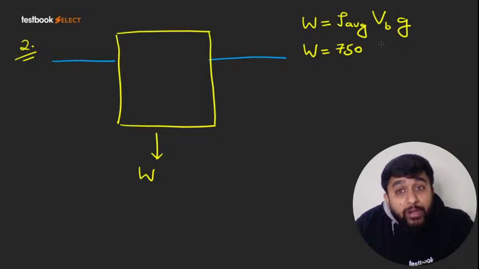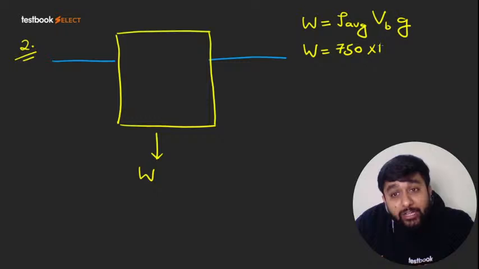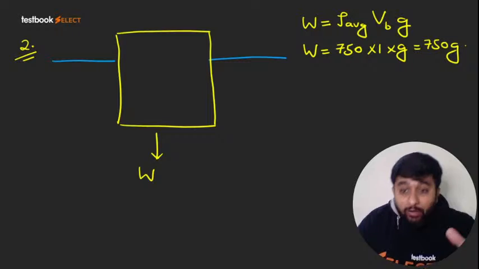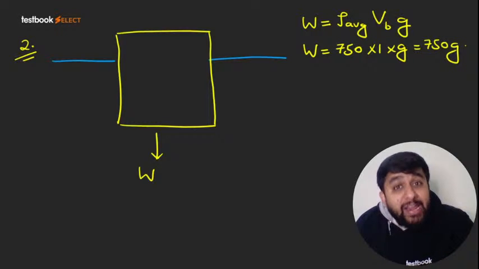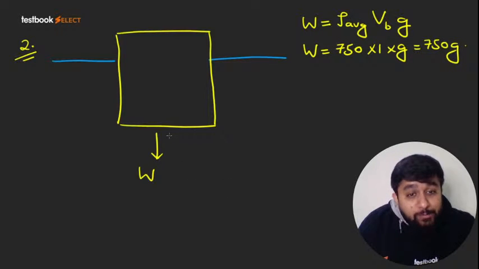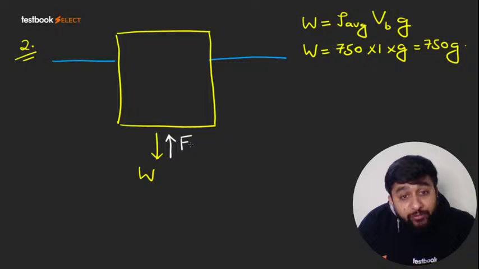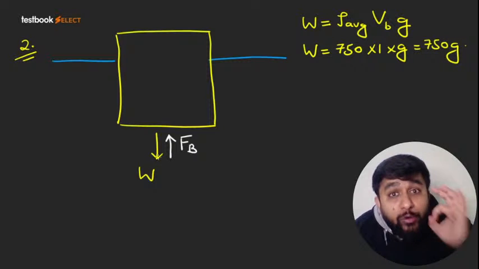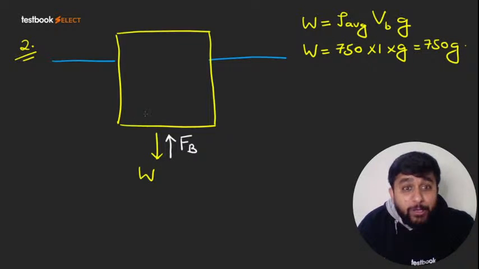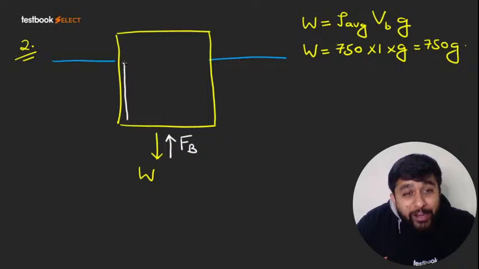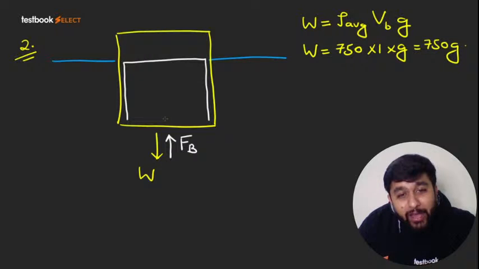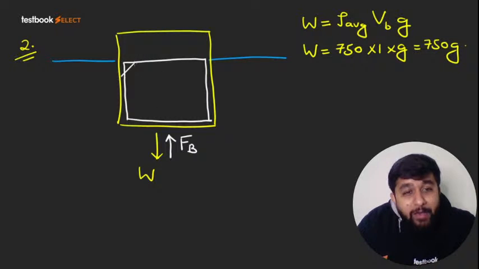Total volume of the body is 1 by 1 by 1, that is 1 meter cube, into g. So the weight of the body is 750 g. Obviously, pressure forces are acting on the body, which will be called the buoyant force. But buoyant force is equal to the weight of fluid displaced by the body. This is the fluid displaced by the body, isn't it? This much fluid the body has displaced, right?